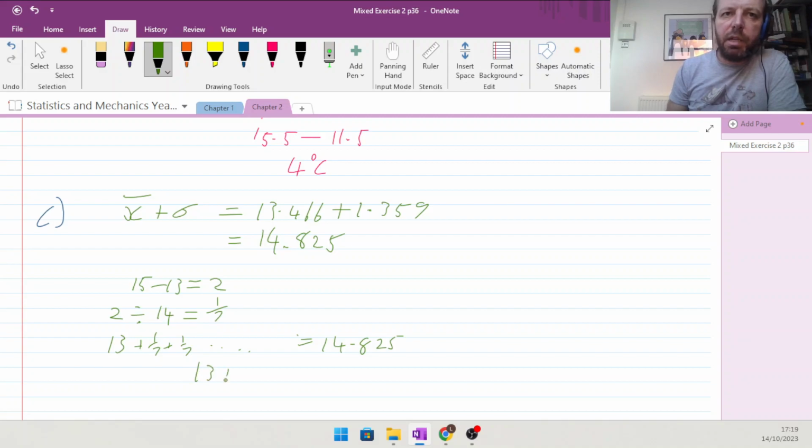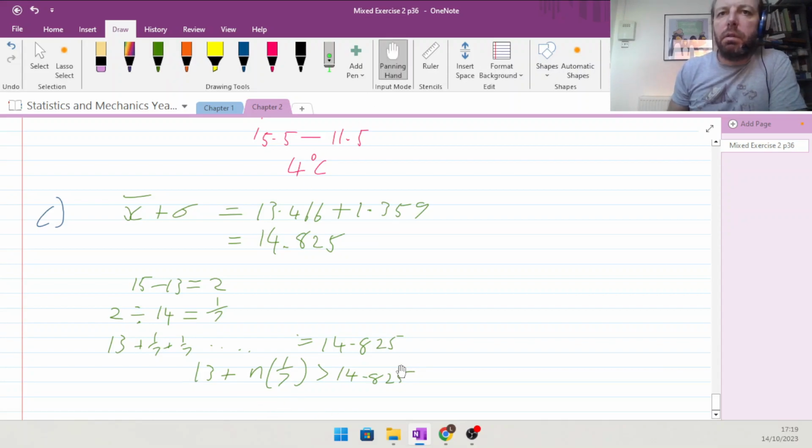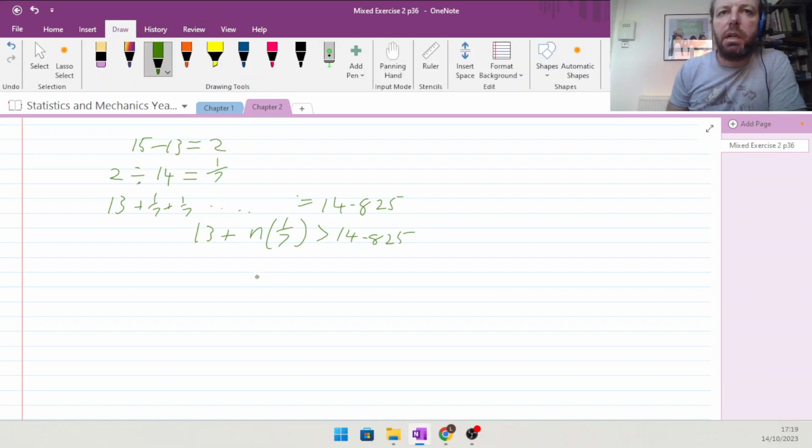So what do we have here? We've got 13 plus an unknown number, let's call it x. They've sort of used x already, haven't they? Let's call it n times a 7th, and that needs to be greater than 14.825. Okay, so a little bit of algebra work just to tidy that up. So n over 7 is greater than 14.825 take away 13, which is 1.825. Multiply that by the 7, and that gives us 12.775.